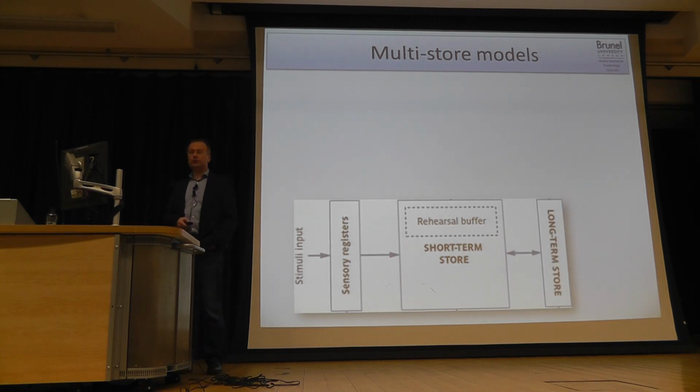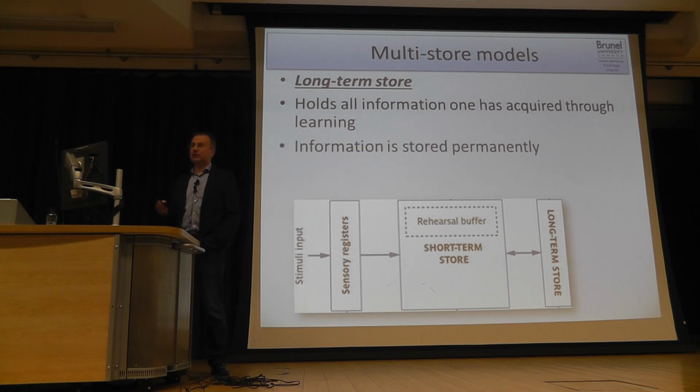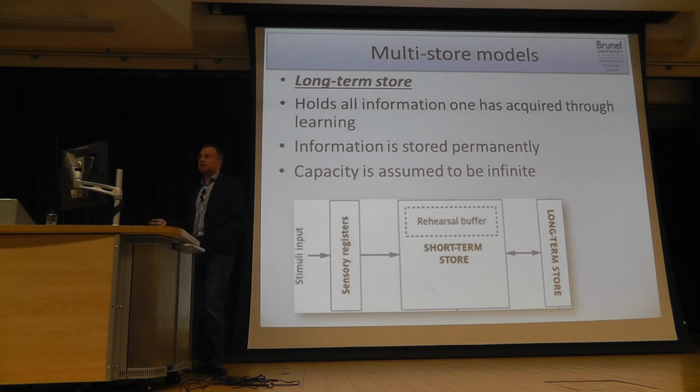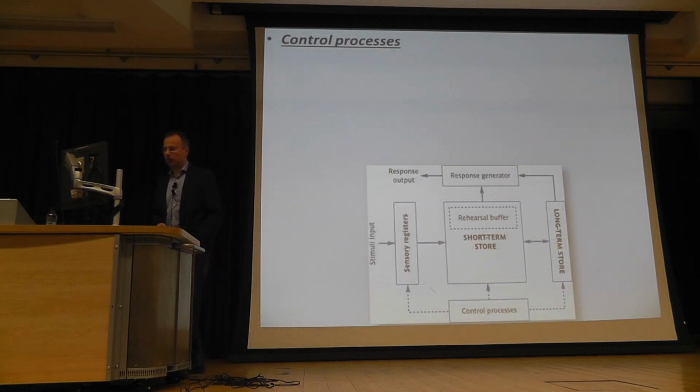Then we have the long-term store, and this contains all information which we have acquired through learning. So information is stored permanently in this model, and an infinite capacity is assumed, so that we can store everything for an infinite amount of time in long-term memory. Okay, this is the whole model.